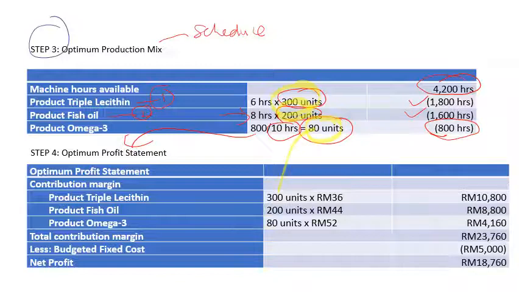Then you calculate contribution margin. So this is your contribution margin per unit. Where do we get this figure? Actually, this figure you can take from step 2. Selling price minus variable cost, then you will get contribution margin. And then you total up contribution for 3 products. And then don't forget your budgeted fixed cost 5,000. Finally, your net profit is 18,760.